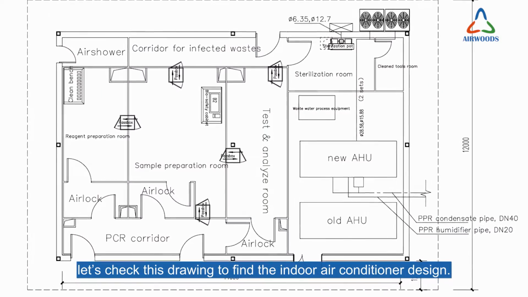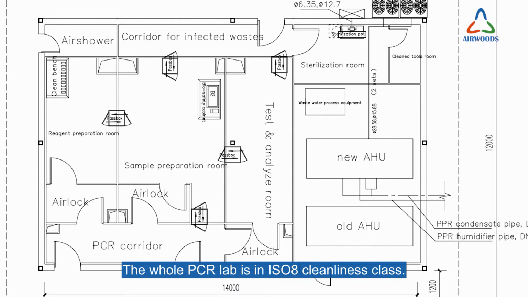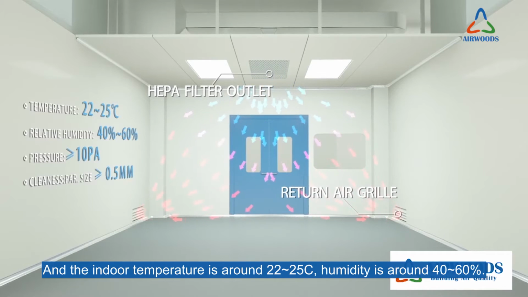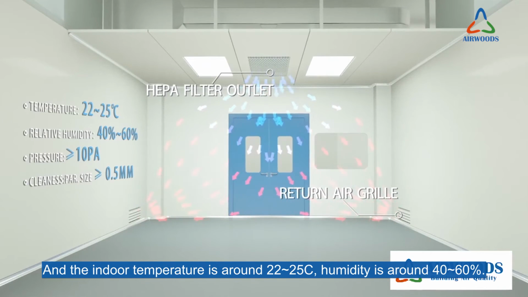Let's check this drawing to find the indoor air conditioner design. The whole PCR lab is in ISO 8 cleanliness class, and the indoor temperature is around 22 to 25 Celsius. The humidity is around 40 to 60%.